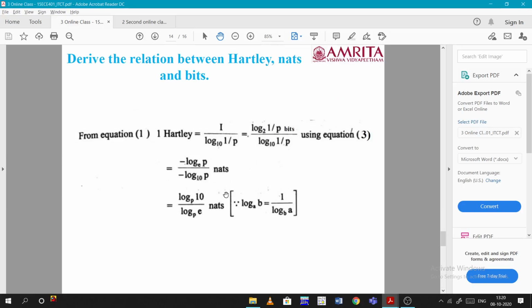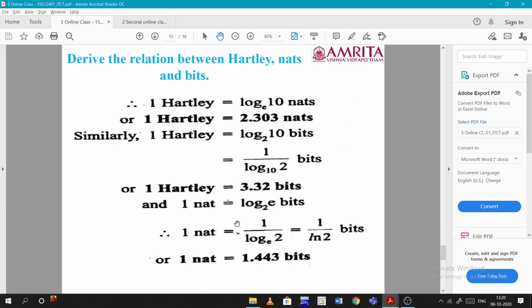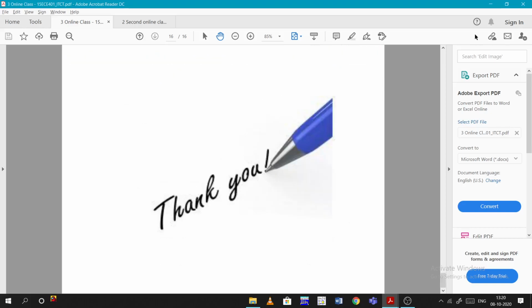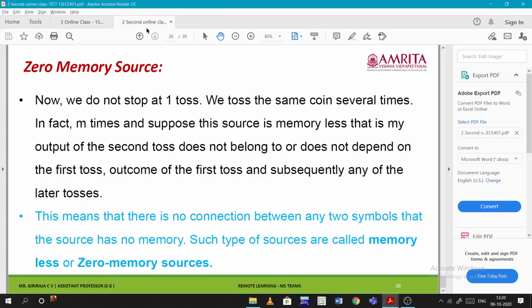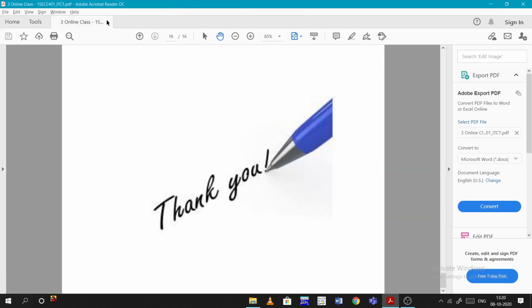Okay. So nats and nuts and like that. So this is also one thing that we can see here. One nat is equal to 1.443 bits. Next, so this is 0 source, no need.